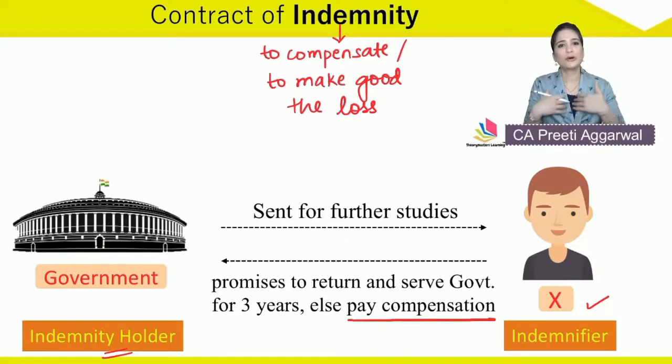So the person who promises to compensate is known as the indemnifier. The person to whom we are promising, the person whose loss will be made good, is known as either indemnified or the indemnity holder. Let us understand this concept with the help of 2 more examples. I want that you should understand indemnity very thoroughly before we go to the definition. So one more example.